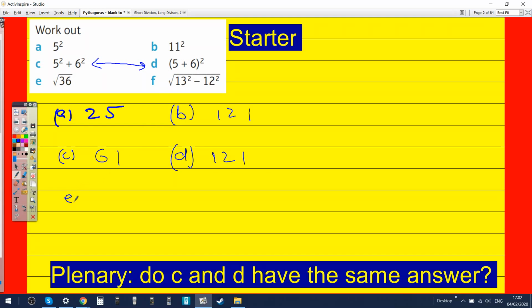How about E? I didn't know how to do that. What times itself gives you 36? 6. Yes, that's what square root is. Oh. It's the opposite of squared. And how about F?